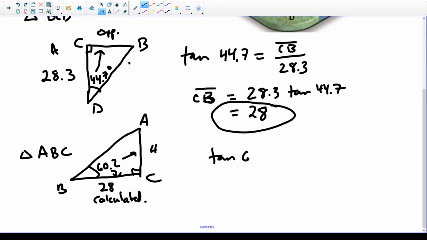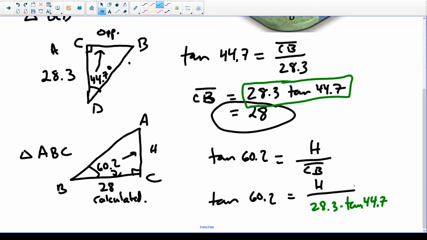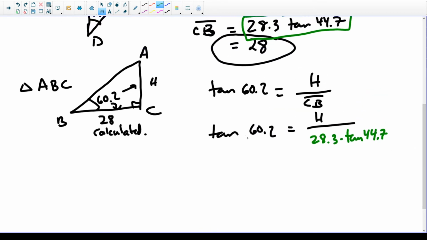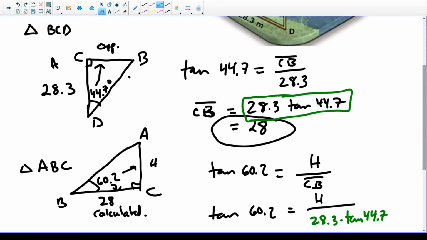So here's technically the way that professors would want you to answer this. You would write tan 60.2, because it is a tangent scenario, is equal to h over CB. And then you would do tan 60.2 equals h over, and you wouldn't put 28 in there. You would put the 28.3 tan 44.7 in there. And that's because you don't want to round as much as possible until the very, very last step.